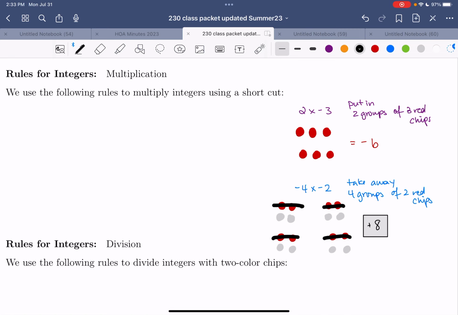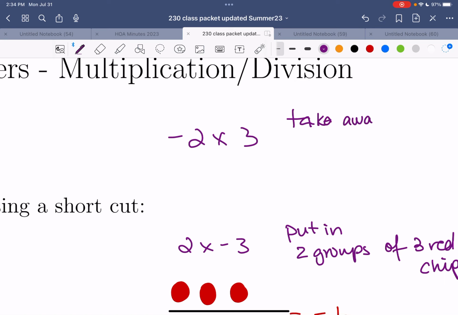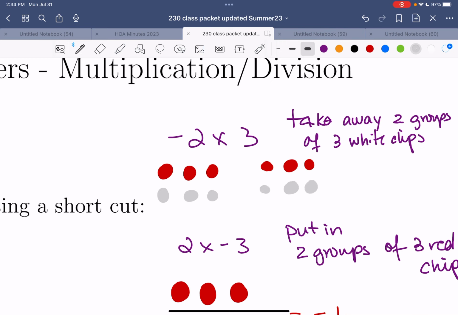However, when you're working with 1 positive and 1 negative, and we can also do the reverse here, we can do -2 times +3, which is take away, and I'll zoom in here, 2 groups of 3 white chips. And that means I would have something that looks like this. So I need 2 groups of 3 zero pairs. And I'm going to take away 2 groups of 3 white chips. And when I take away white chips, then I'm left with red.